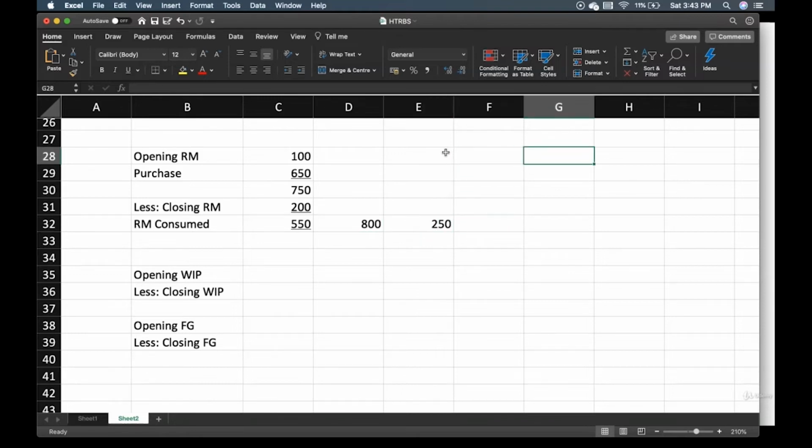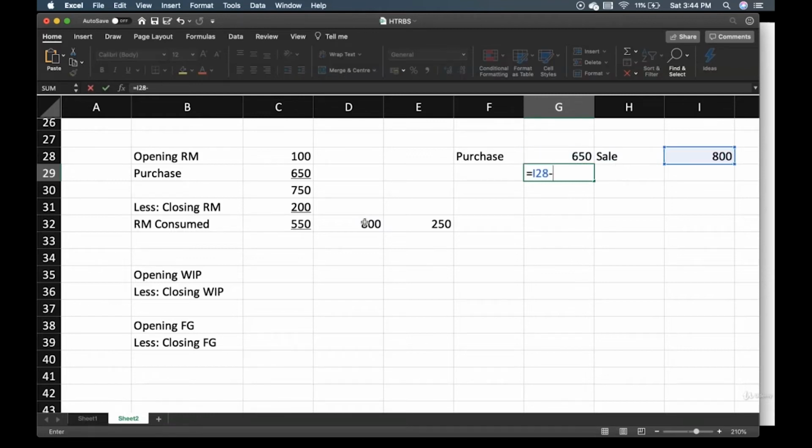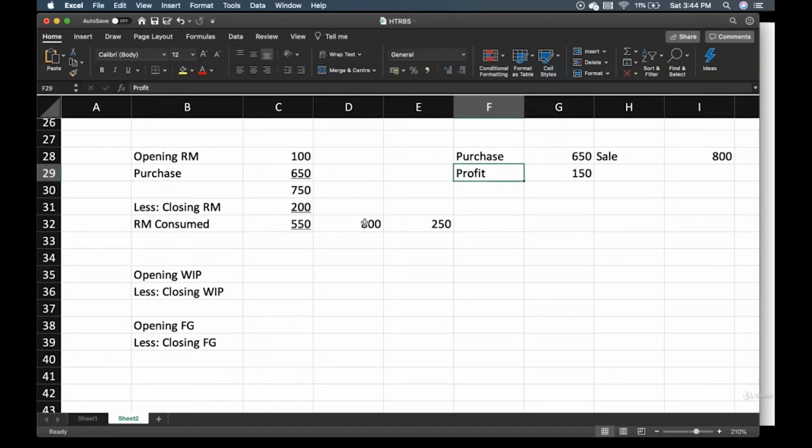So this is the right way of finding the profit. See, what many people will do, they'll say they purchased for 650, and they have sold for 800, and they'll say their profit is 800 minus 650. They claim this as profit. Actually, this is not profit. This is your cash balance. Okay, why is this not profit? Because you have not sold all the purchased goods.